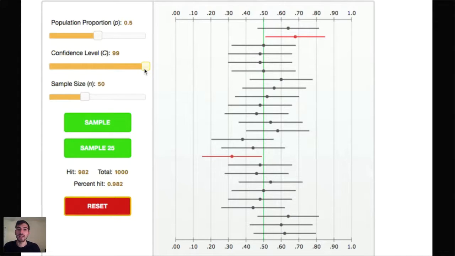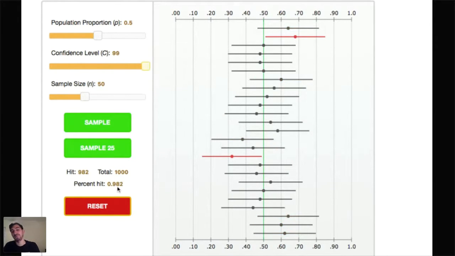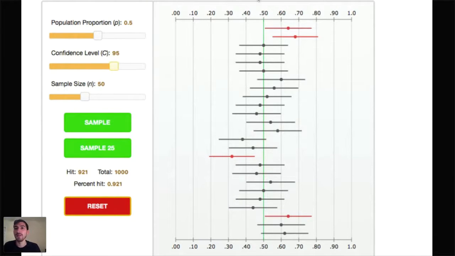If I go up to 99%, I have to build out a wider margin of error to give myself a larger range of guesses to be more sure that I'm going to contain the correct answer. And of course, if I slide down the confidence level, you'll notice the margins of error are getting smaller. If I go down to 80%, you'll see about 78% of my 1,000 samples have contained the correct answer. If I slide it up to 99%, all right, 98.2% have done it. So I'm pretty close to the advertised confidence levels in my 1,000 sample scenarios.